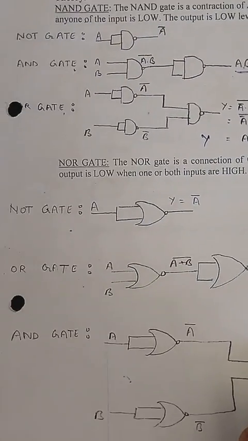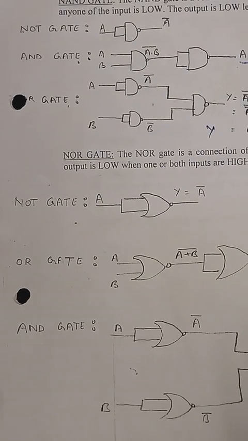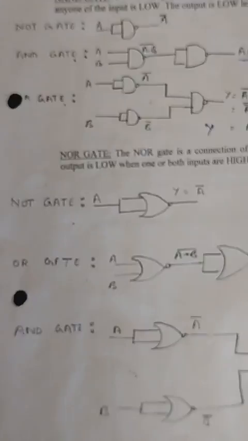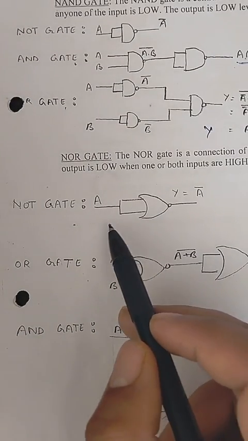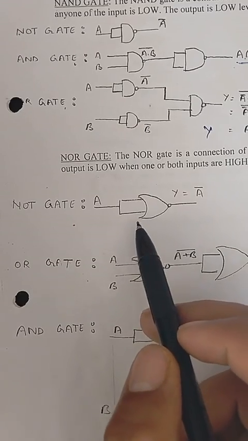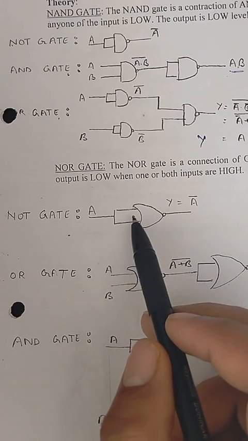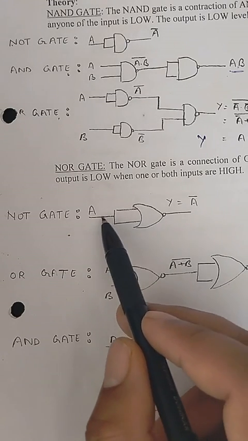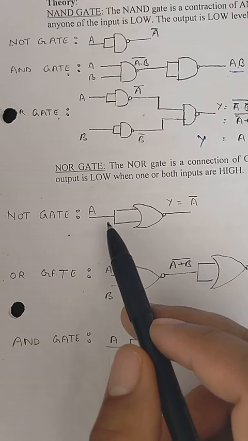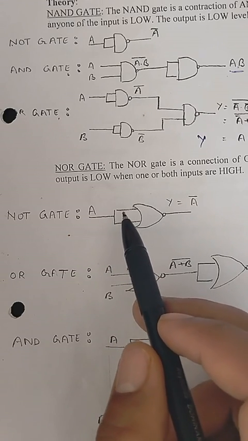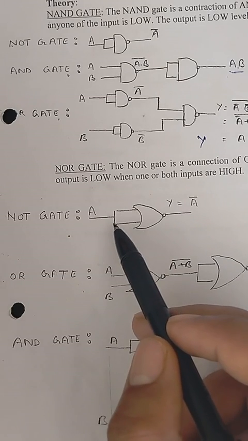Now the second universal gate, the NOR gate. First, the NOT gate using the NOR gate. You can see this is your NOR gate. We will short the inputs of the NOR gate and make it a single-input NOT gate.